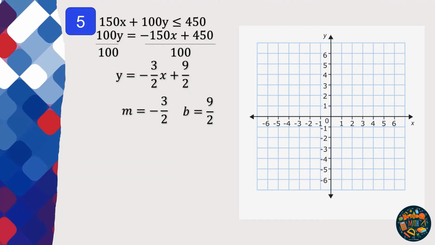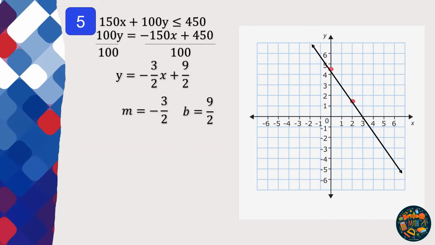So, locate 9 over 2. 9 over 2 is equivalent to 4.5. So, ibig sabihin, the point will be located between 4 and 5. Then apply rise over run. So, we will move 3 units downward because it is negative. And we will move another 2 units to the right. And that is the second point. Then since our symbol is less than or equal to, we will use a solid line.